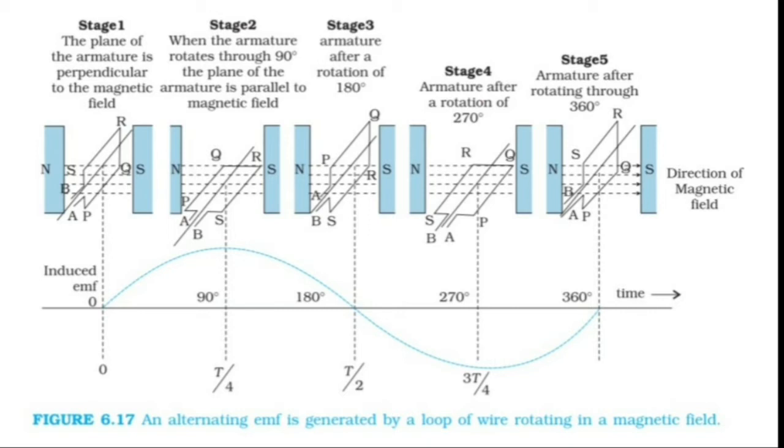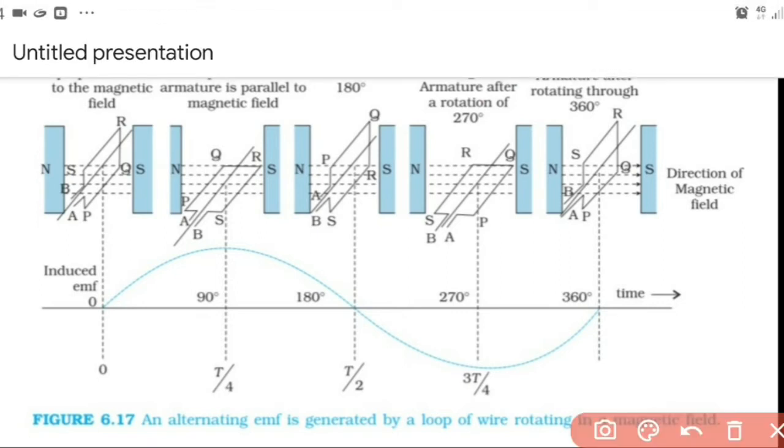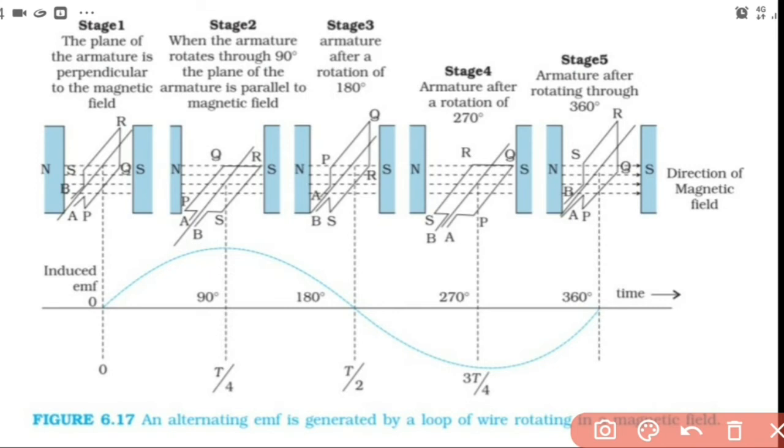So as it is given in the diagram, in stage 1, the plane of the coil is perpendicular to the magnetic field. That means in that case theta is equal to 0. When theta equals 0, you can see from the graph given below that the EMF is 0. In the second stage, the armature rotates through an angle 90 degrees and the plane of the armature is parallel to the magnetic field, means theta is equal to 90 degrees and the EMF induced is maximum.